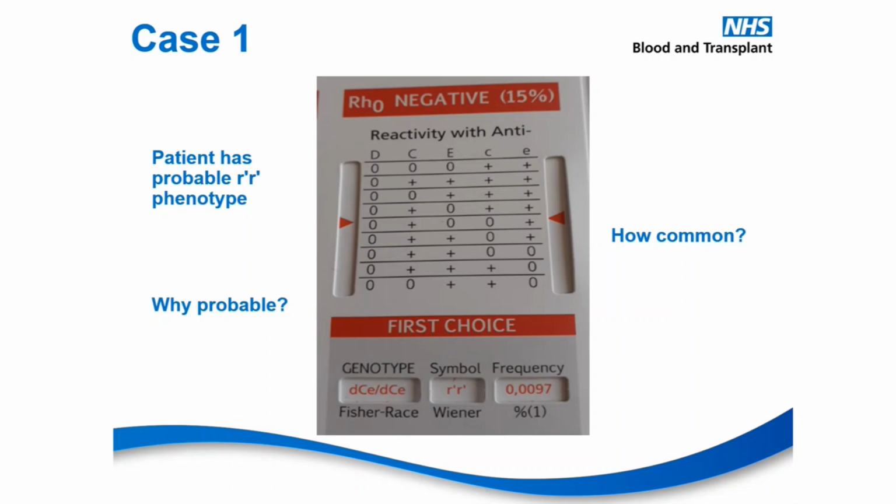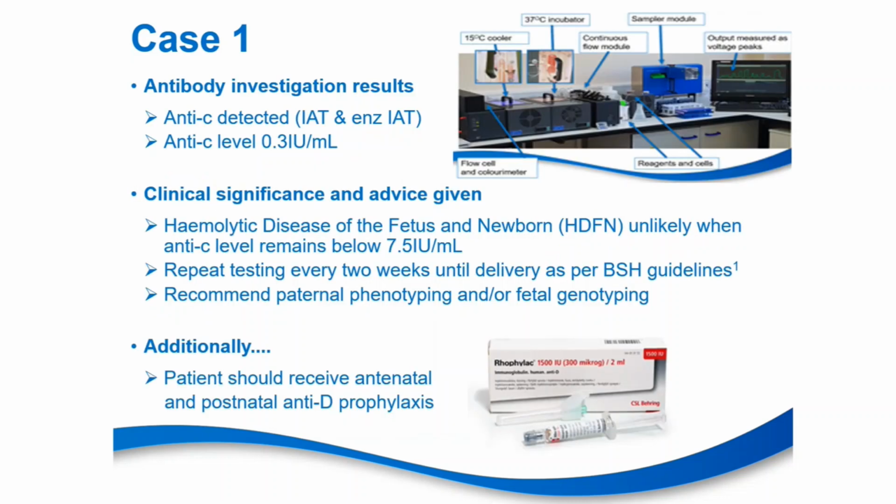So we've got a comment. The patient is a probable R prime. So why do we say probable? We can never be certain unless we've got the genotype. So it's a best guess aligned with the population genetics of a given population. In terms of how common this is, the frequency, you can see on trusty RH calculator, is 0.0097% of a given population, so they're really not common at all.